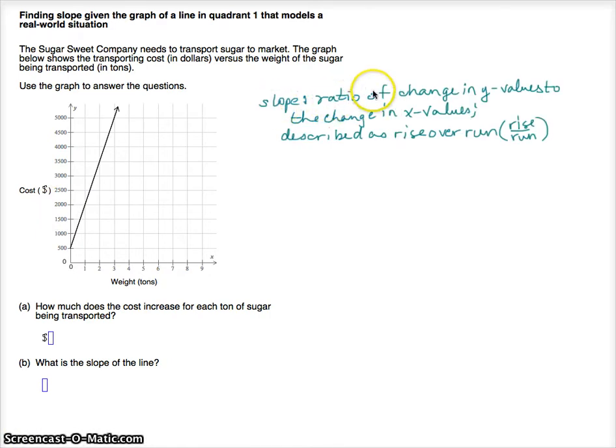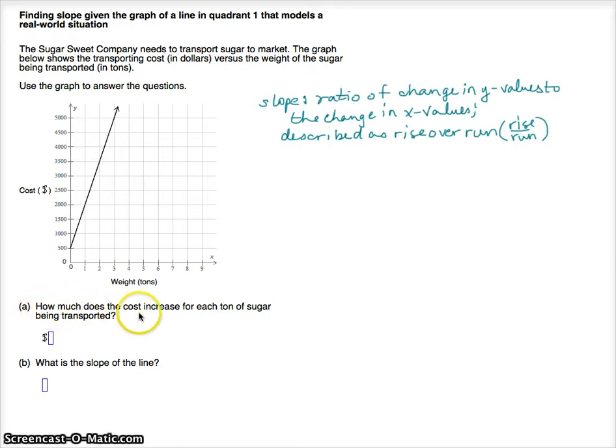Slope is the ratio of change in y values to the change in the x values. So what we would do is find how our y values change and compare it to how our x values change. And it's described as the rise of the graph over the run of the graph, which is rise over run. If you think of the rise as going up and down, that's our y values. And if you think of running as going left to right, those are our x values. Okay? And so slope is going to equal rise over run. So let's answer our questions.